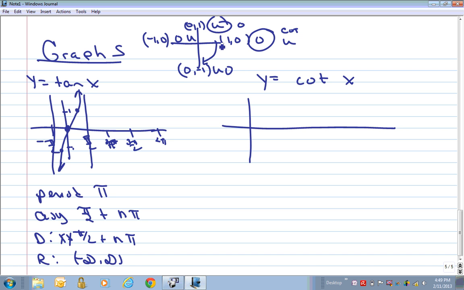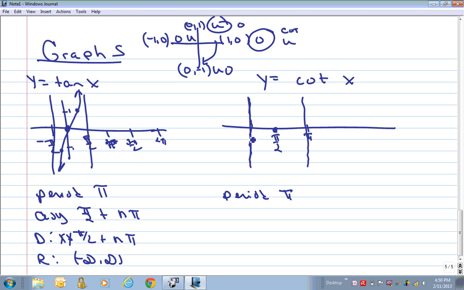So let's take a look at that. So at 0 radians, cotan is now undefined. So we have an asymptote at the origin. At pi over 2, we're at 0. And at pi, we're back to undefined again. So for cotan, the period is going to be pi, and it runs from 0 to pi. 0 to pi. Because we want to make sure that we get our first 0.